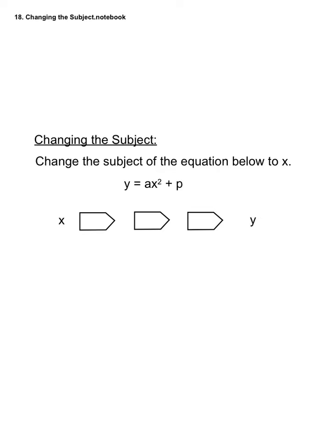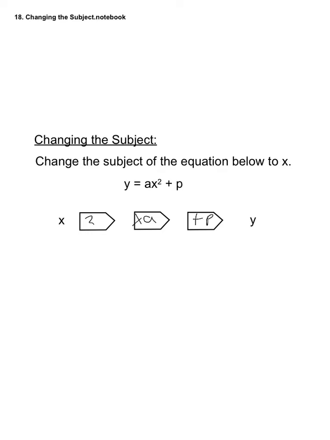Okay, so in this first example, we've been asked to change the subject of this equation to x. We need to figure out what is happening to x in order to get y. The first thing that's happening to x is it is being squared. The next thing is it is being multiplied by a, and then the last thing that's happening to x is that it is having p added onto it.